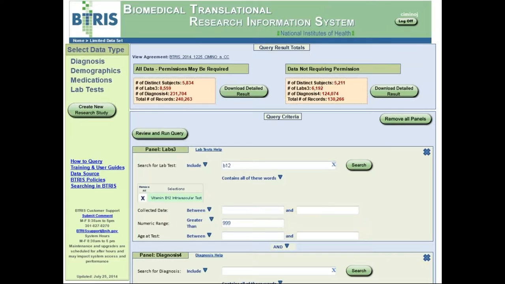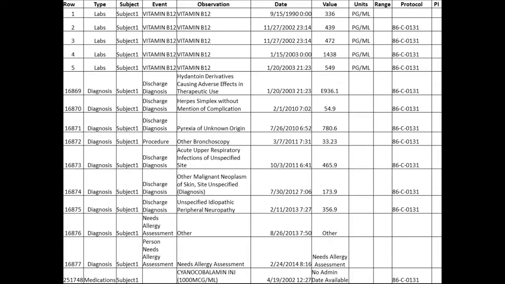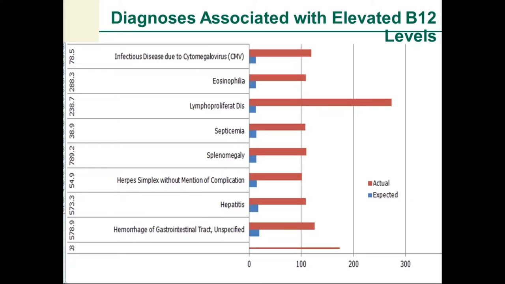So I thought, well, that should be easy. I said, all right, find me all the people with elevated B12. If you can't read, I just put in B12, and it found a lab test, vitamin B12, intravascular test, and I said numeric range greater than 999, and it found 5,834 patients. And I said, great, now get me all their diagnoses, get me all their B12 levels, and let me see what kind of diagnoses are correlating. Maybe they had a normal B12, and then they developed a disease, and then their B12 went up, or maybe the B12 went up before they had the disease and later got it, so I could look for correlations.